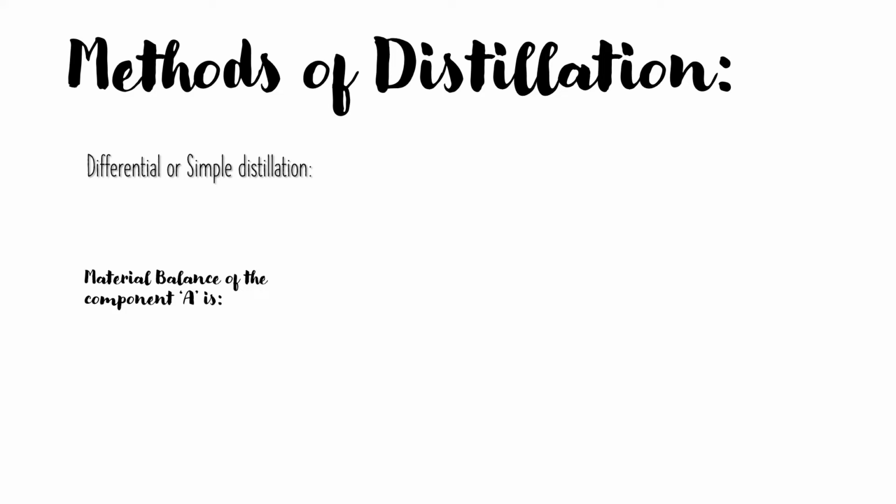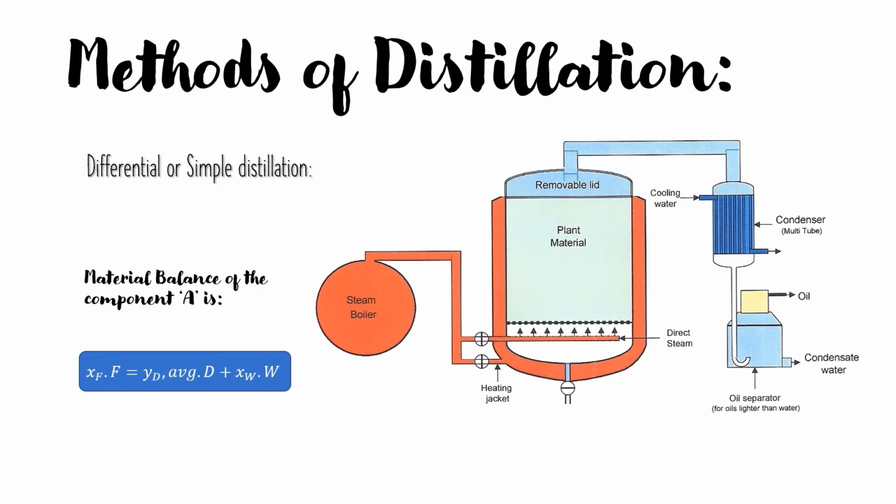In the simple distillation technique, a known quantity of a liquid mixture is charged into a jacketed kettle or still. The jacket is provided for heating the mass in the still with the help of a heating medium such as steam. In the early stage of distillation, the vapor is rich in the more volatile component, so the liquid in the still becomes lean with respect to the more volatile component.